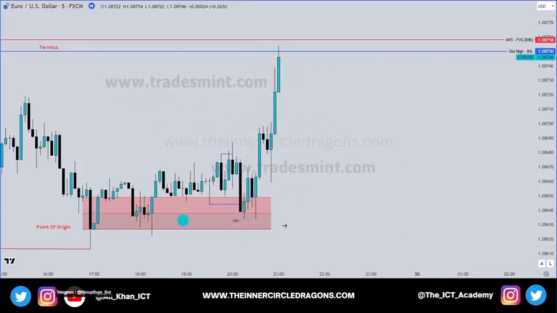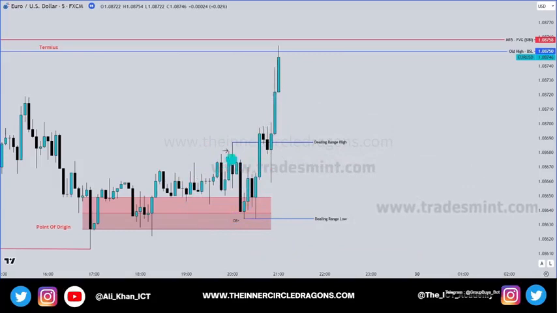Now let's break this down further. We have ran the buy side liquidity above these highs with this candle here. And then we have run the sell side liquidity below these relative equal lows with this candle here. This gives us our initial dealing range. We are observing this at the beginning of the Asian session. This gives us our dealing range high and our dealing range low inside of our initial consolidation.